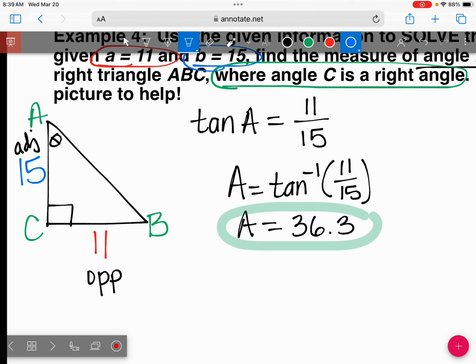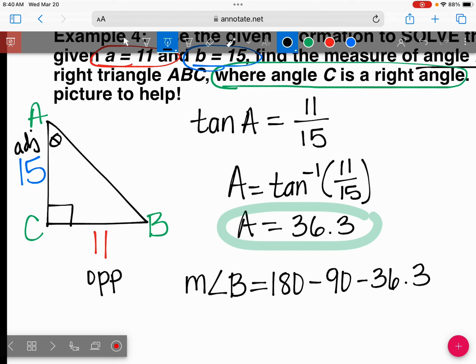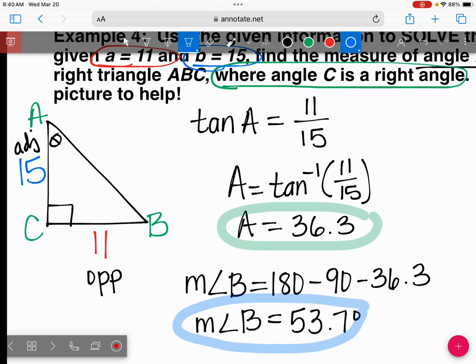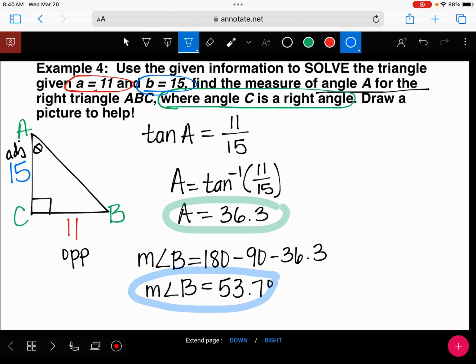All right, so now we can use triangle sum to find angle B, because we know two angles. So the measure of angle B is going to equal 180 minus 90 minus 36.3. So you should get 53.7. Who got 53.7?